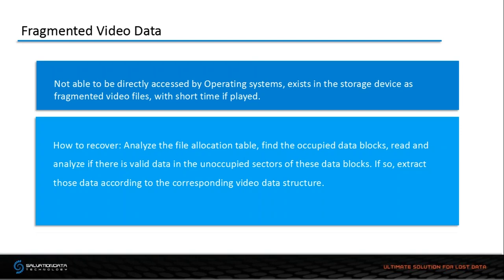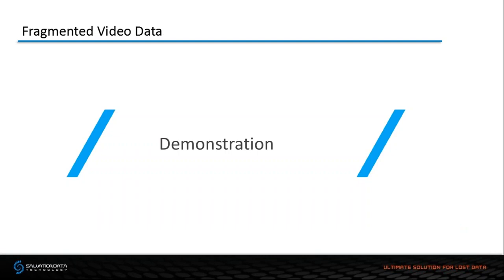The fragmented video data is recovered by analyzing the file allocation table, finding the occupied data blocks, and reading and analyzing if there is valid data in the unoccupied sectors of these data blocks. If so, extract that data according to the corresponding video data structure. Okay, now let's see the demonstration.